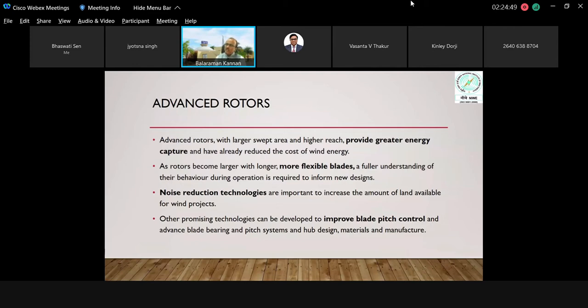And a very important, significant thing we have seen in the last couple of years is that most turbines have noise reduction technologies. Particularly onshore, this is a very critical aspect. Compared to the noise level you used to see a decade back, it has decreased by more than 60 to 70%. Other promising technologies improving blade pitch control and other controls are coming up, and we are using a lot of AI techniques and control mechanisms so that we can optimize wind generation further.